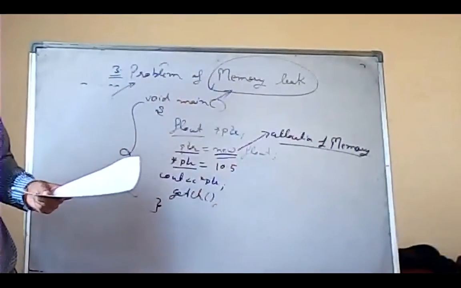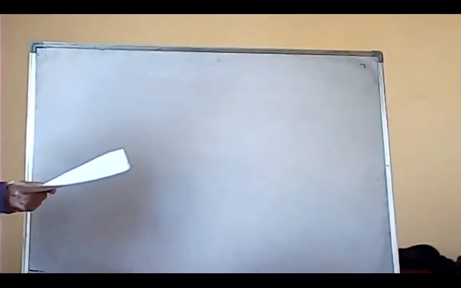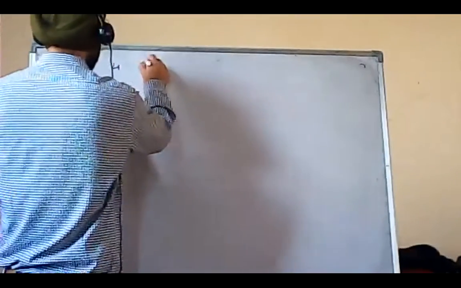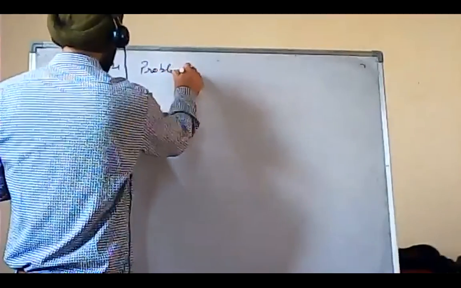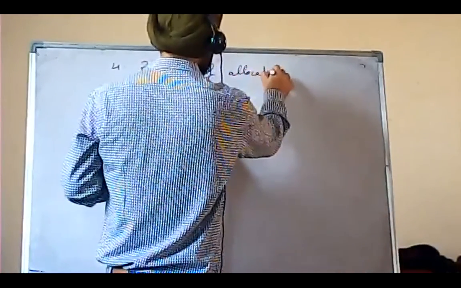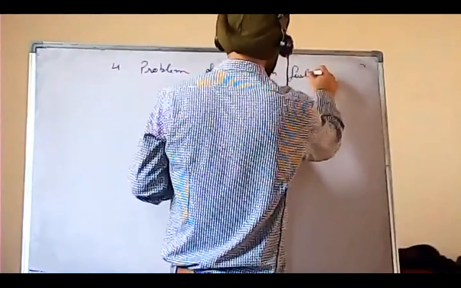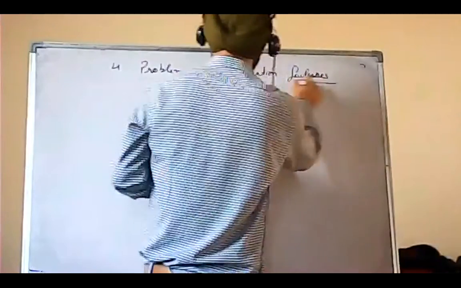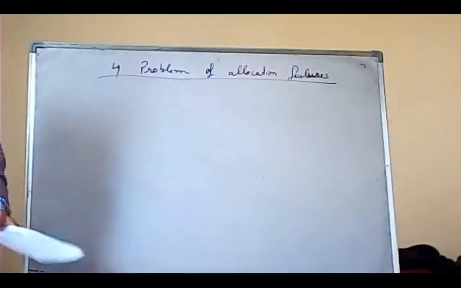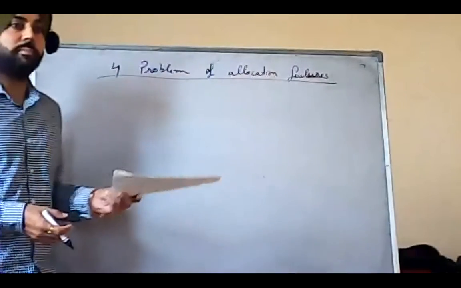So next, our fourth problem with pointers, that is the problem of allocation failure. Problem of allocation failure.